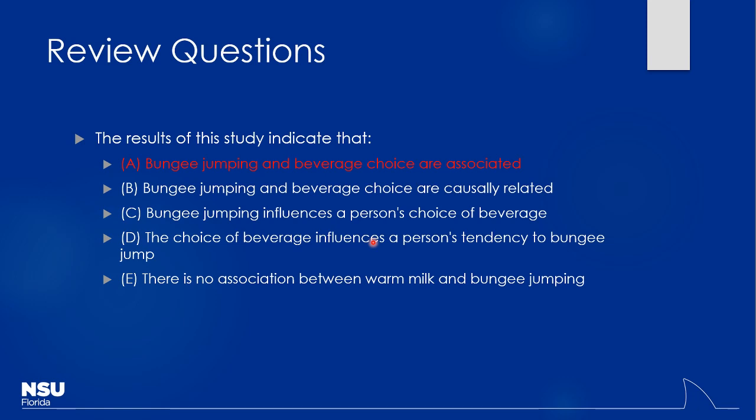Now, when I say something is a necessary cause, anyone know what that means? Something must occur. It has to be there in order for the disease to occur. Can you have tuberculosis without Mycobacterium tuberculosis? No, you can't, right? So that's a necessary cause.